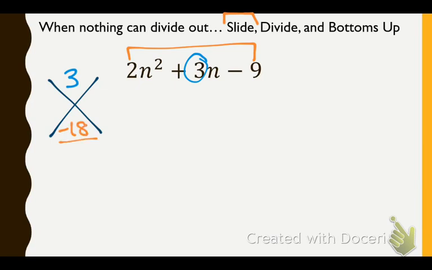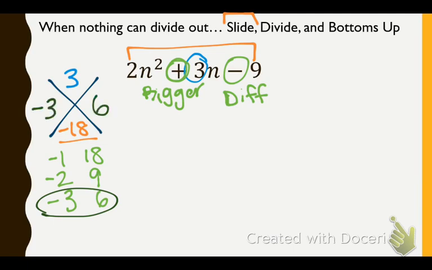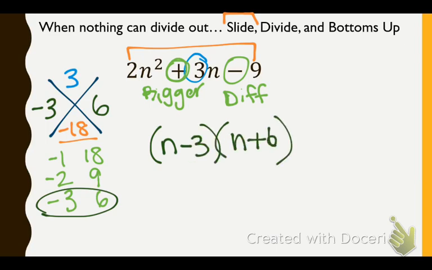Alright, so just looking at our signs, second sign is negative, so that means we're going to have different signs, and the bigger one will be positive because we want a positive outcome. So we're going to have negative 1 times 18. What else we got? Negative 2 times 9, negative 3 times 6, negative 4 doesn't go in, negative 5 doesn't go in, and then we're back at 6. We don't need to write it twice. So of all of these, minus 3 plus 6 is going to be it. Minus 3 plus 6. So we're going to do n minus 3, n plus 6.